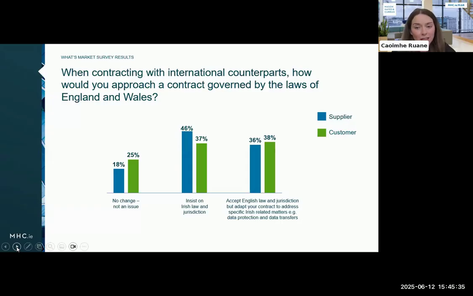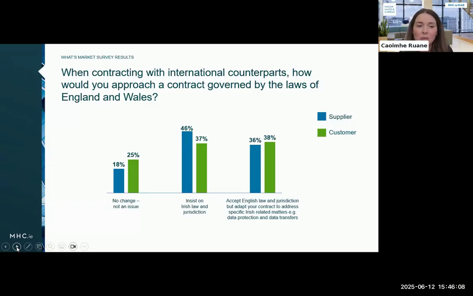An interesting trend here that we've noticed from previous years is that suppliers have now overtaken customers as insisting on Irish law and jurisdiction to govern their commercial contracts. This is up at 46% for suppliers. They insist on Irish law, and that's up from 33% last year, which is a pretty big jump. And you can see that only 37% even of customers insist on Irish law. And that's down quite a bit from last year. It was about 50% last year, so quite a bit of a 13% decrease.